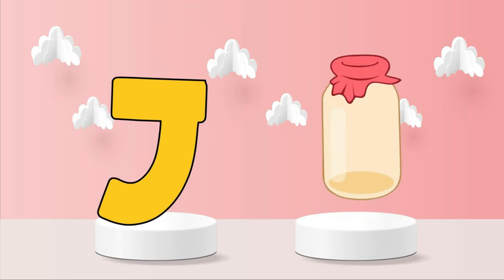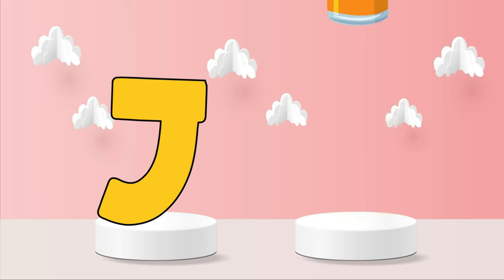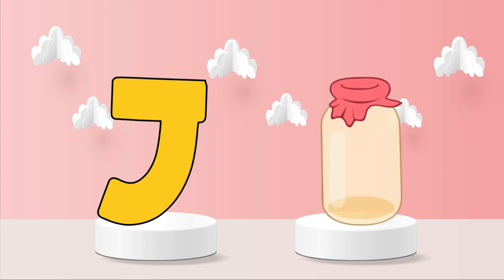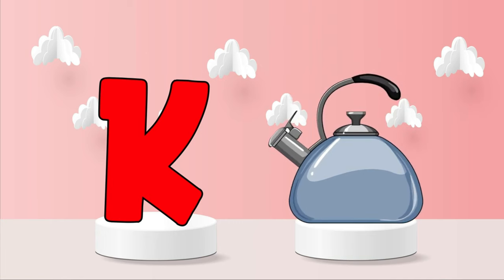J is for jar. J, j, jar. J is for juice. J, j, juice. J is for j j j j jar. J is for j j j j juice. K is for kettle, k k kettle.